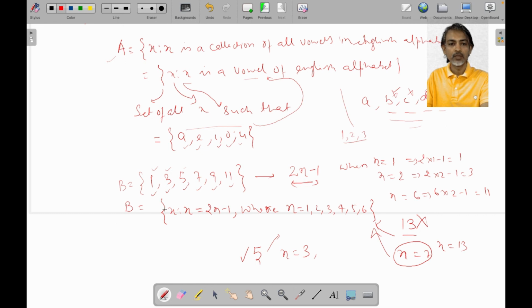Generally, to represent anything which is not easily represented in roster form, we use set builder. But there will be a lot of questions asked to you, wherein you will be asked to convert one form into another, like a set builder form into a roster form, or a roster form into a set builder form, right?